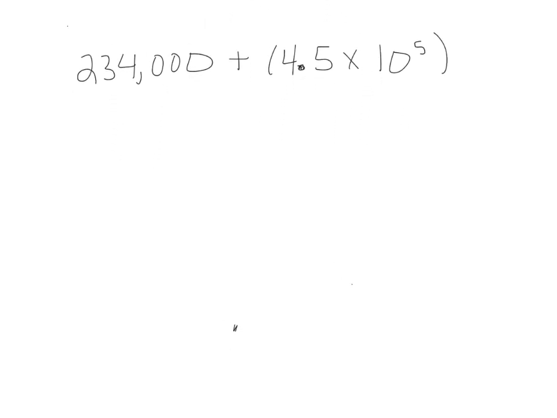All right, our last example. This one is 234,000 plus 4 and 5/10 times 10 to the 5th. So whenever I'm solving an equation, I want both of my numbers to be in scientific notation. So I'm going to go ahead and do that now.